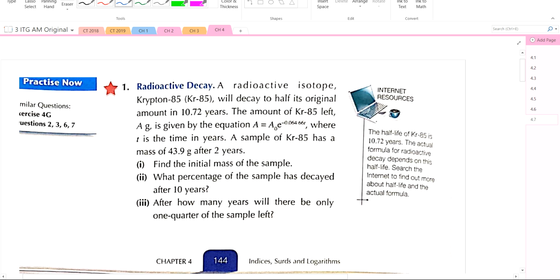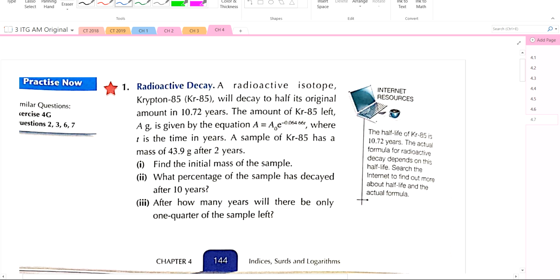Okay, so if I want you to substitute these values into the equation, where does this 43.9 go to? Is it A naught, or T? Okay, mass of 43.9, right? So it must be A. Where does this 2 go to? A naught, or T? T. So if I were to substitute these values in, how many unknowns are left? 1. Which is? A naught. So what does A naught represent?